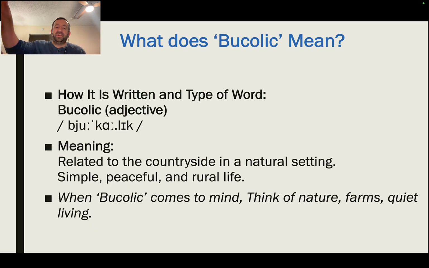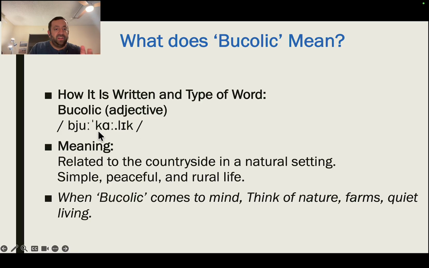When we think about the countryside, we think about rural life where there's not many people. Sometimes there's more cattle, like cows, sheep, chickens, goats, more cattle than actual people. And how it is written and the type of word, it's bucolic. Bu, like blue, colic. And it's a three-syllable word. Bucolic.